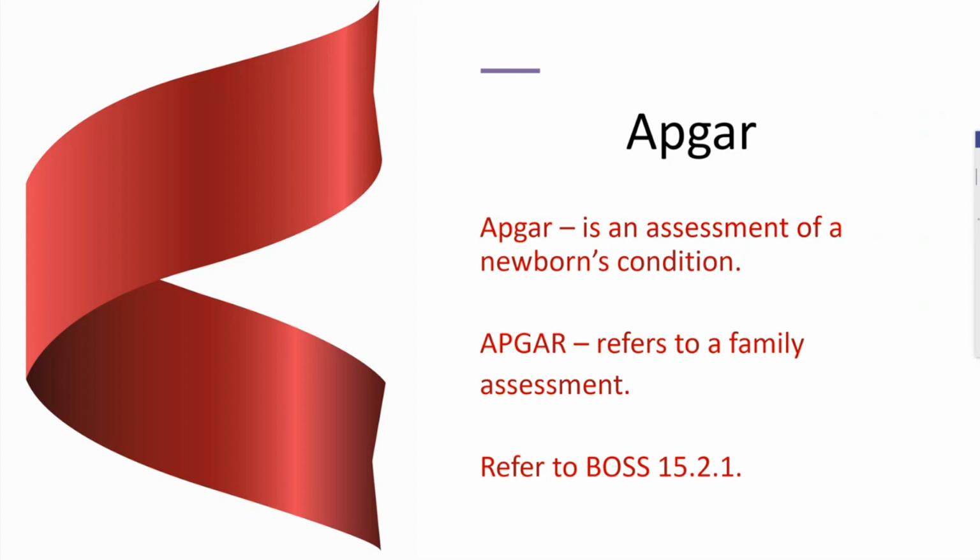So an Apgar is an assessment of a newborn's condition. APGAR refers to a family assessment. And there's more information on this in the Book of Style 15.2.1. But just to give you an idea of how this works, the Apgar score is an eponym named after Virginia Apgar. So we know that an eponym is something that's named after a person. So in that case, we would just capitalize the first letter.